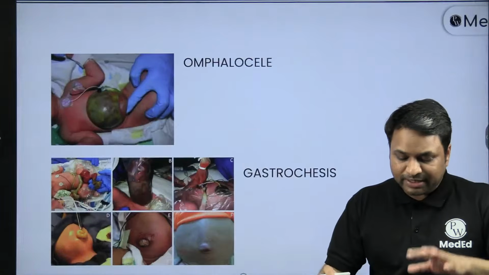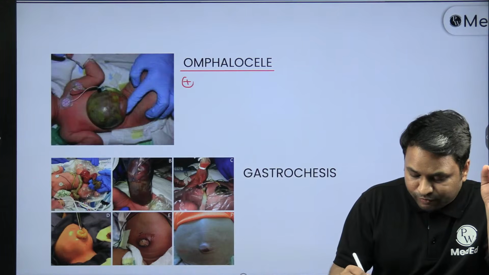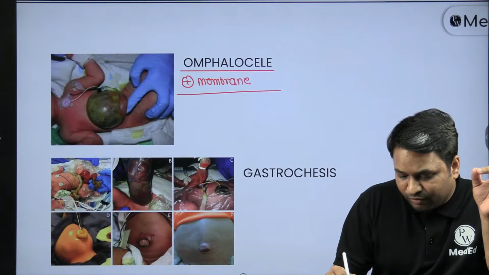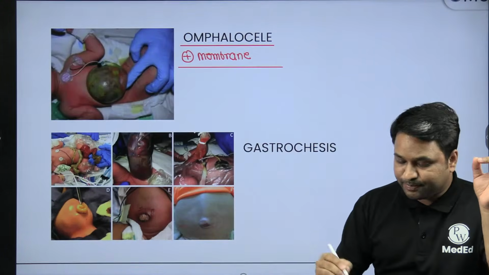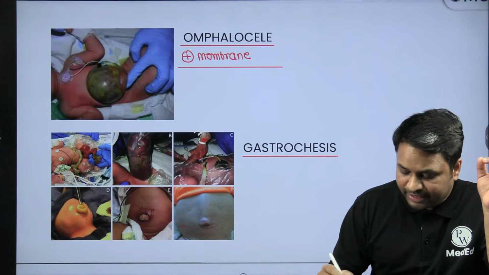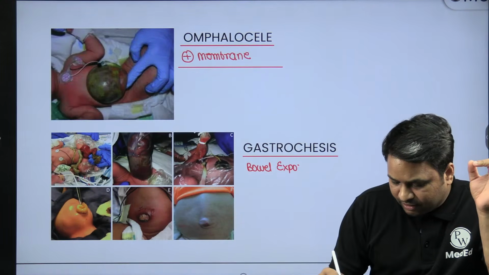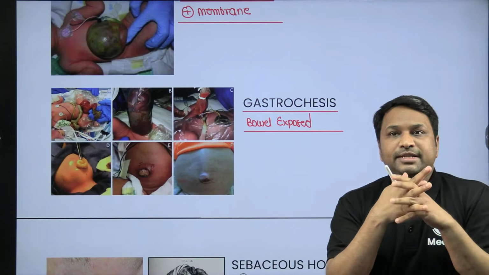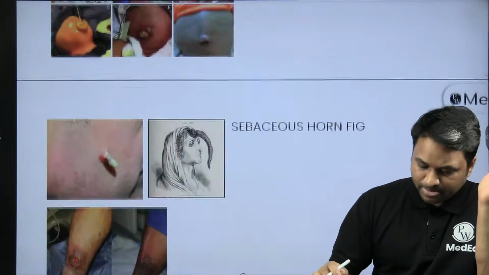If a baby is born with an abdominal wall defect, if there is presence of a covering membrane, it is omphalocele. And if the bowel is directly exposed, then it is called gastroschisis.